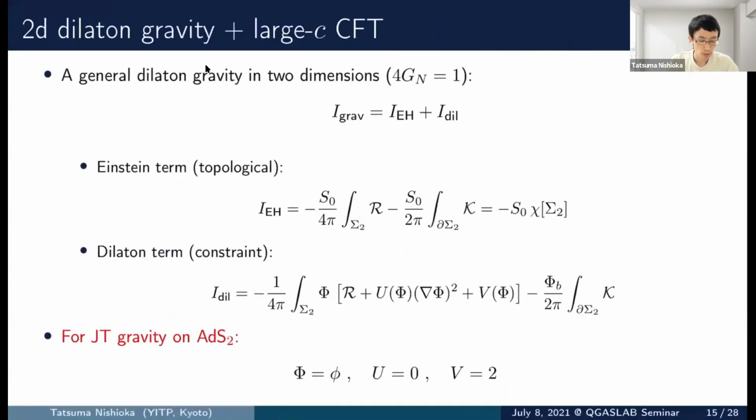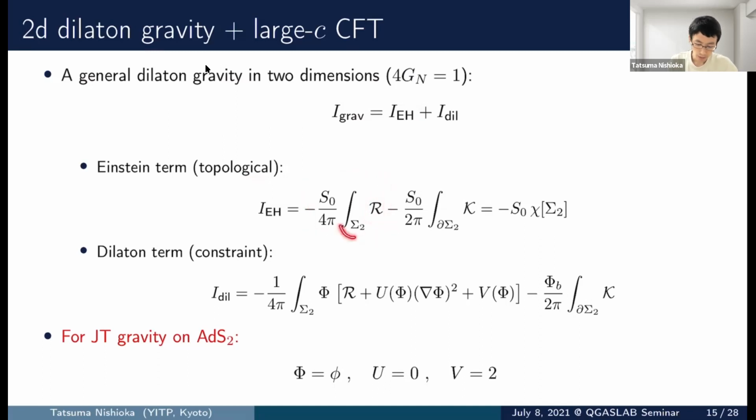Now I'd like to focus on 2D dilaton gravity coupled to a large-c conformal field theory. This system is very nice because you can mostly do exact calculations, especially you can derive the island formula in this setup. This system consists of just two parts. One is the Einstein gravity. The Einstein term in two dimensions is actually topological, because in two dimensions the integral of the Ricci scalar is a topological invariant.